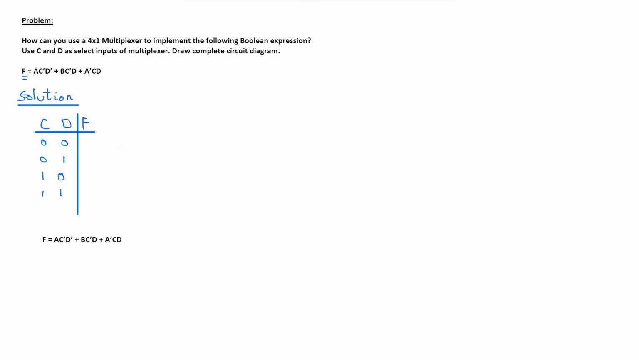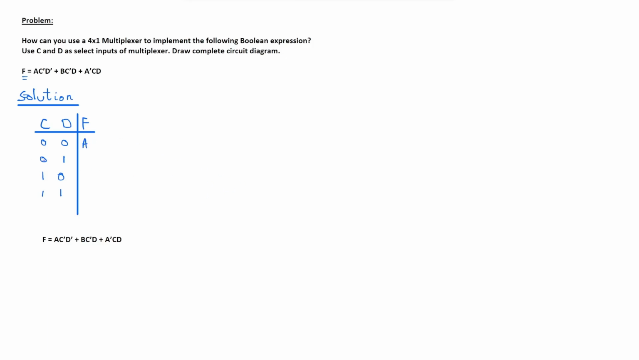Okay, so let's see for when C is 0 and D is 0, what we will pass to the output F. C is 0, so C prime is 1, and D prime is 1. So the first term will be A, plus, from this term here, D is 0, so this is going to be gone. And similarly here, this term will be gone. So when C is 0 and D is 0, we will pass A to the output F.